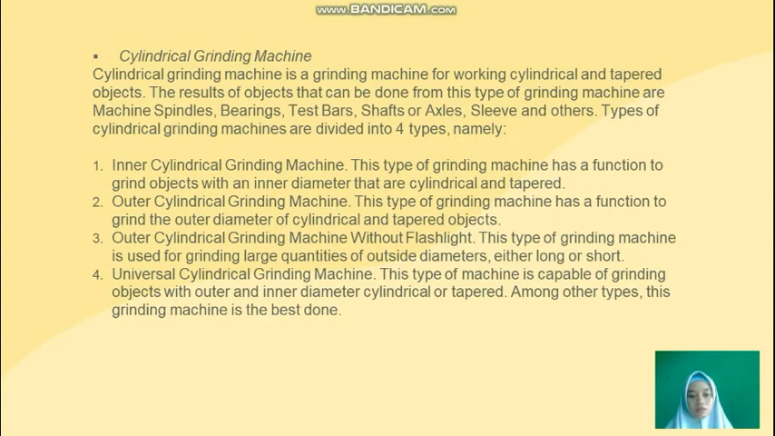4. Universal cylindrical grinding machine. This type of machine is capable of grinding objects with outer and inner diameters, cylindrical or tapered. Among other types, this grinding machine is the best known.